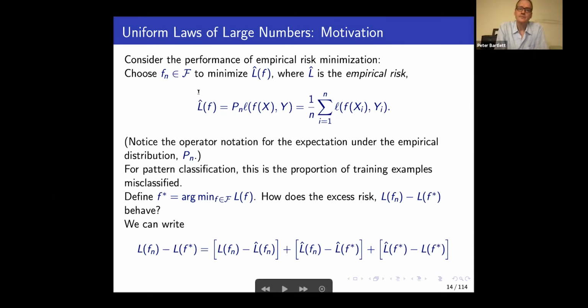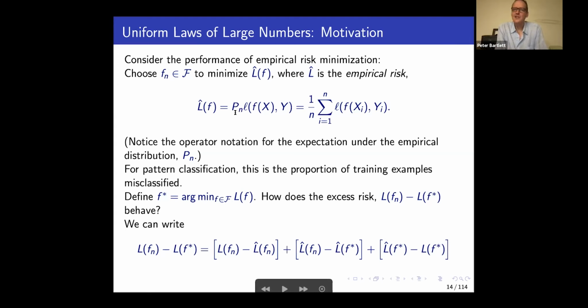So we write this empirical risk as L hat. For a function f, L hat is defined as the average over the training sample, the x1, y1 through xn, yn, of the loss incurred on those points. This is quite natural. If you think about a pattern classification problem, you might try to find a function in your class that classifies the largest proportion of points correctly. Or in a regression problem, we might try to find a function that incurs the smallest squared error on the sample that you've seen. Okay, and I'm introducing this notation here, P sub n of L.